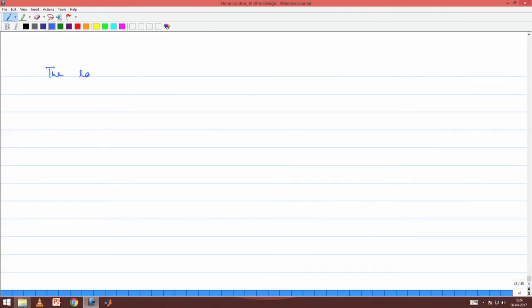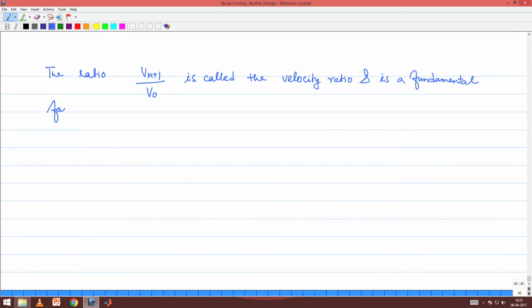The ratio Vn+1 divided by V0 is called the velocity ratio and is a fundamental factor in determining the insertion loss.